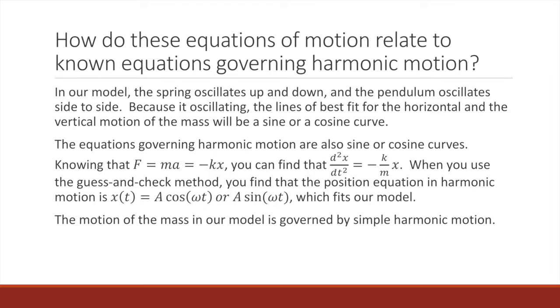Knowing that force equals ma equals negative kx, you can find that d squared x over dt squared equals negative k over m times x. When you use the guess and check method, you find that the position equation in harmonic motion is x of t equals a cosine omega t or a sine omega t, which fits our model. Thus, the motion of the mass in our model is governed by simple harmonic motion.